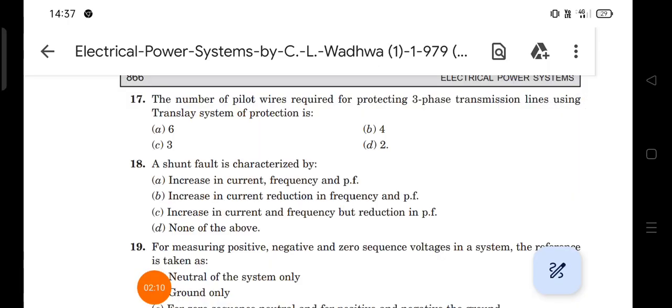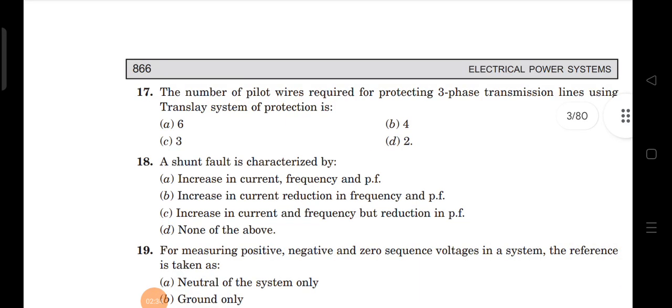Next, the 18th one. A shunt fault is characterized by: option A, increase in current, frequency and power factor. Option B, increase in current and reduction in frequency and power factor. Option C, increase in current and frequency but reduction in power factor. Option D, none of the above. A shunt fault is nothing but a short circuit fault. Under short circuit condition, current increases, right? That is common to the first three options.